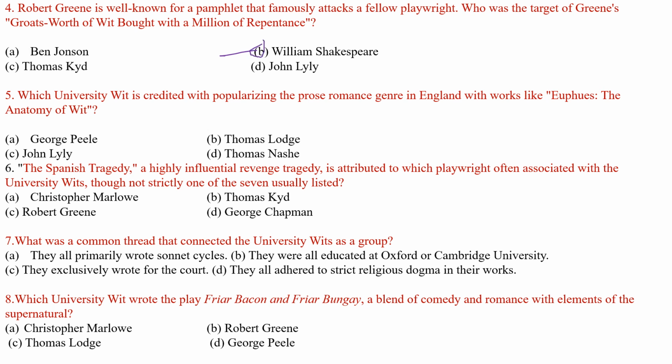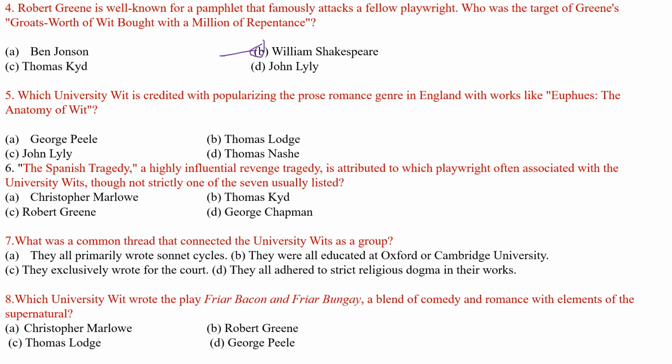Okay, so next. Robert Greene was a university educated writer. He looked down upon Shakespeare because Shakespeare had no formal university education, but he was rising in popularity as a playwright. So he attacked William Shakespeare in his work. Next, question 5. Which University Wit is credited with popularizing the prose romance genre in England with works like Euphues, The Anatomy of Wit?